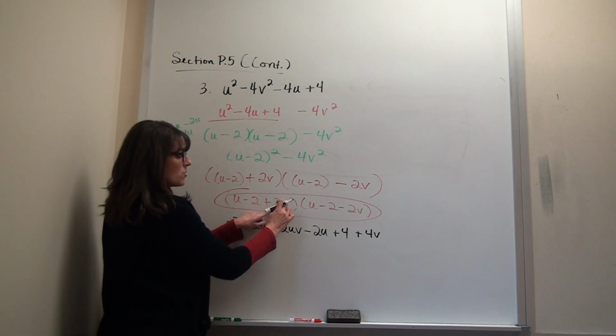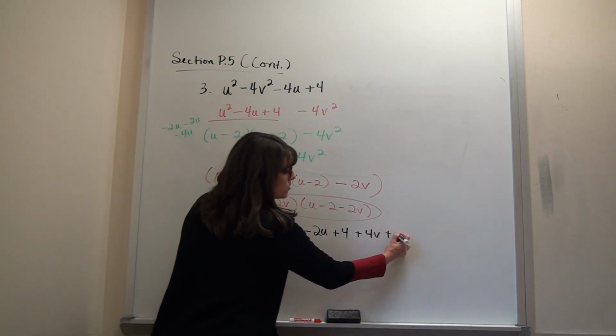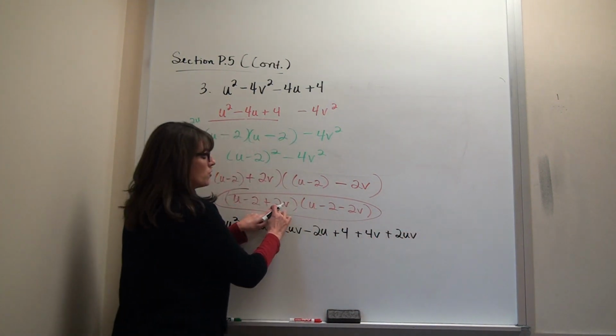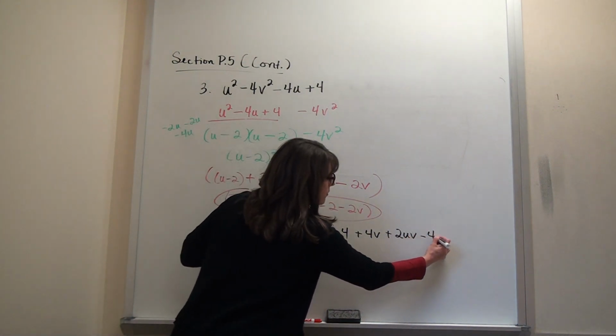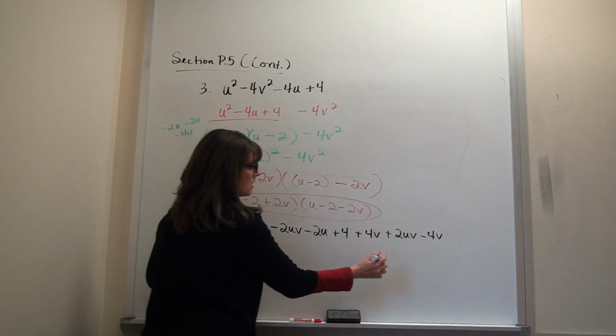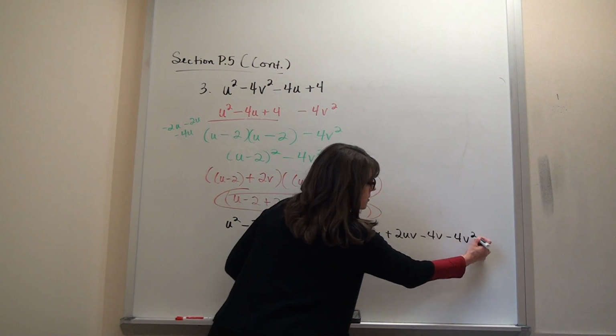And now send this through. 2v times u is a 2uv. 2v times negative 2 is a negative 4v. And a 2v times a negative 2v is a negative 4v squared.